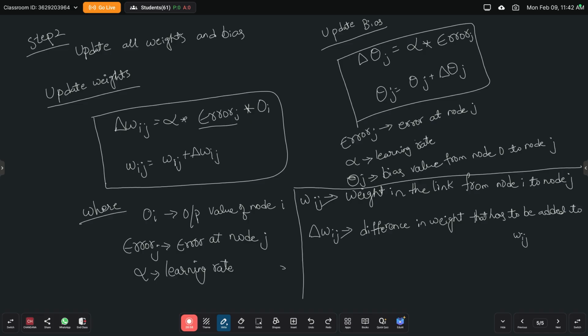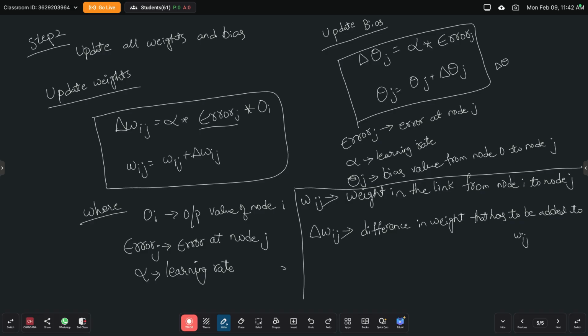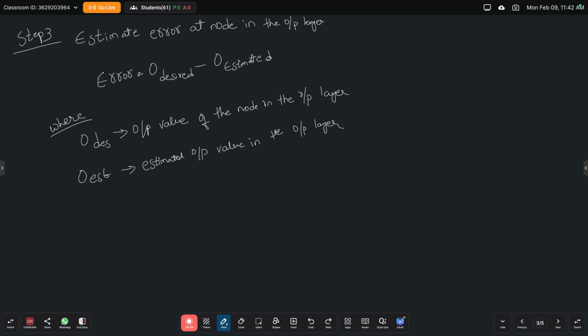Next one is delta theta j, the difference in bias that has to be added to theta j.